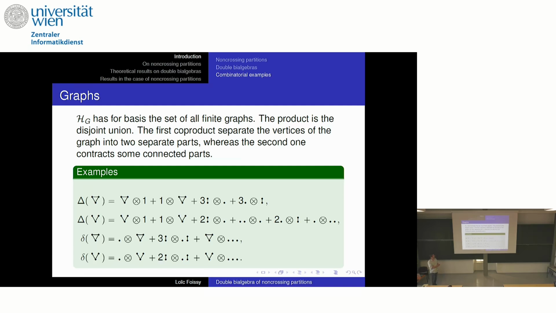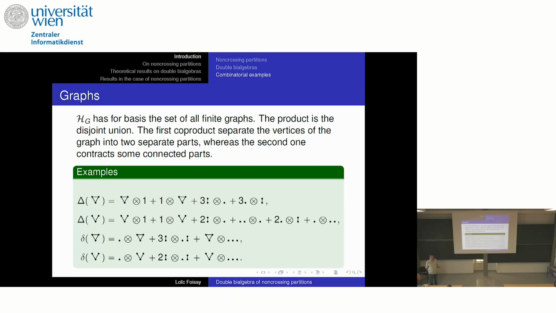So this is an example based on graphs. You take a vector space which has for basis the set of all finite graphs. So this is a formal space with a lot of indeterminates. And there is a very simple product, which is the disjoint union of graphs. The product is very simple. The unit is the empty graph, the graph with no vertex and no edge.